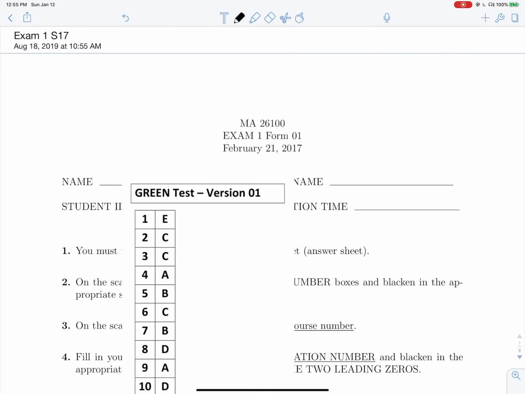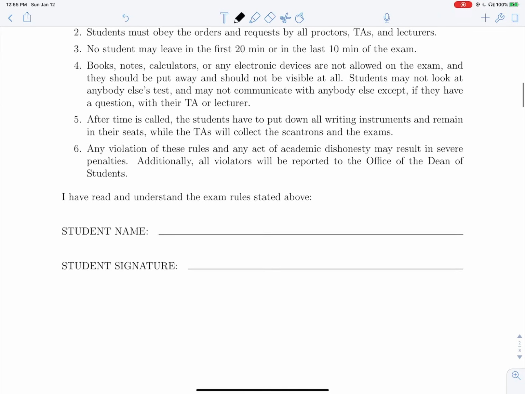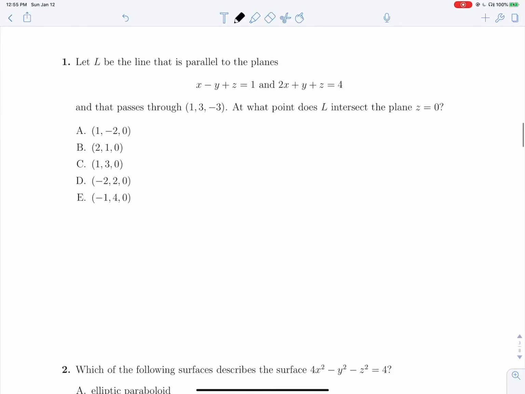Hello, this is a quick walkthrough of Exam 1 from spring 2017 for Calc 3. Okay, question 1. Let L be the line that's parallel to these two planes and also passes through this point. At what point does it intersect the plane z equals 0?